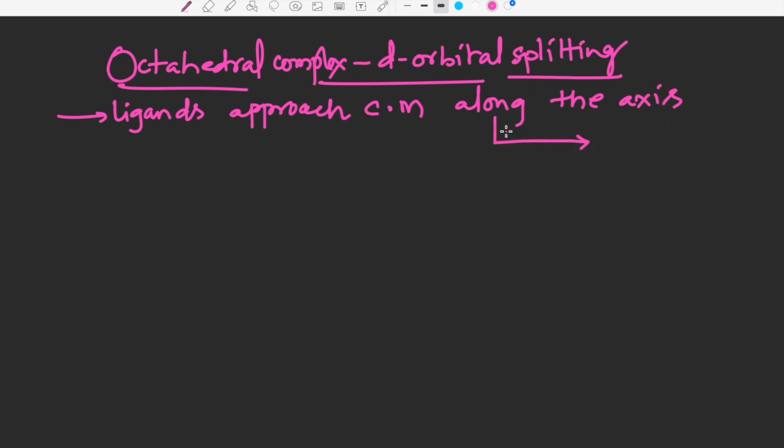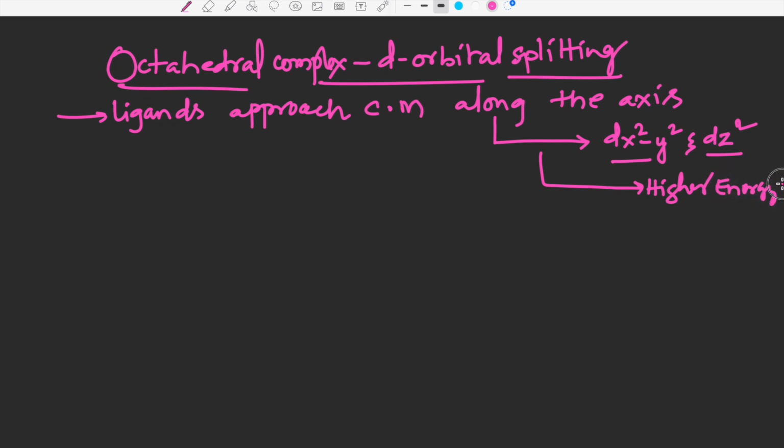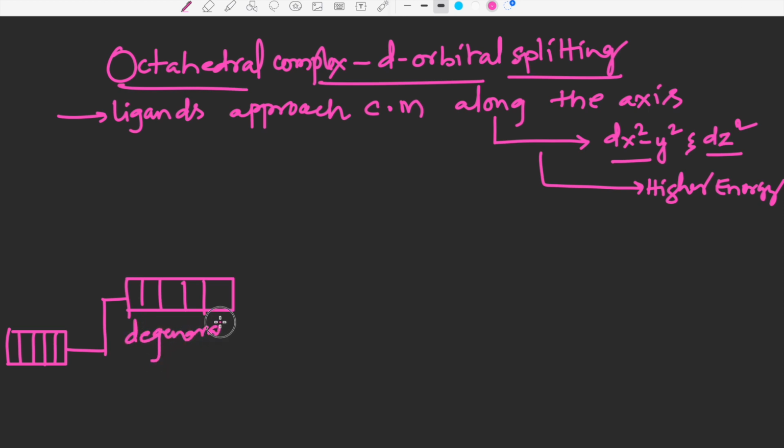And the orbitals having electron lobes along the axis are dx squared minus y squared and the last one, dz squared. These orbitals have lobes along the axis, and they are going to get higher repulsions with the incoming ligands. Higher repulsion means their energy also becomes higher. So let's say this is the d orbital: 1 2 3 4 5, the normal d orbital. This will be the degenerate d orbital, 1 2 3 4 5. Now when ligands approach, this d orbital splits into two groups.